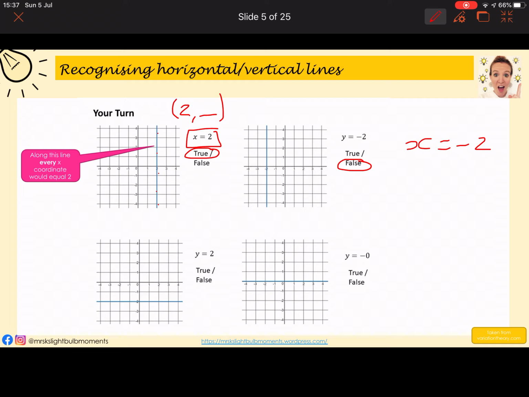Now, what about this next one? Is this the line y equals 2? No, it is not. What is the equation of that line? Y equals minus 2. Okay, be careful there, that's going through negative 2. So everywhere along that line, y value would be minus 2. Okay, and the last one, is that the line y equals minus 0?